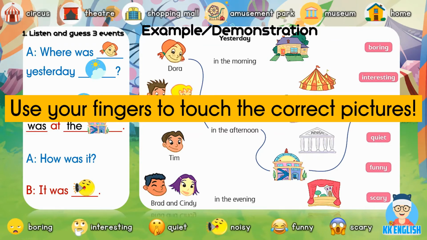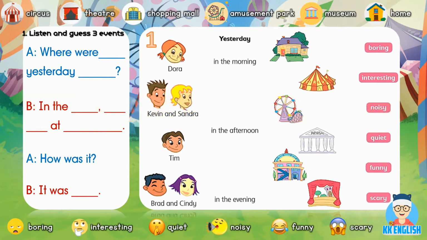Ready? Number 1. Where were Kevin and Sandra yesterday morning? In the morning, they were at the museum. How was it? It was interesting.